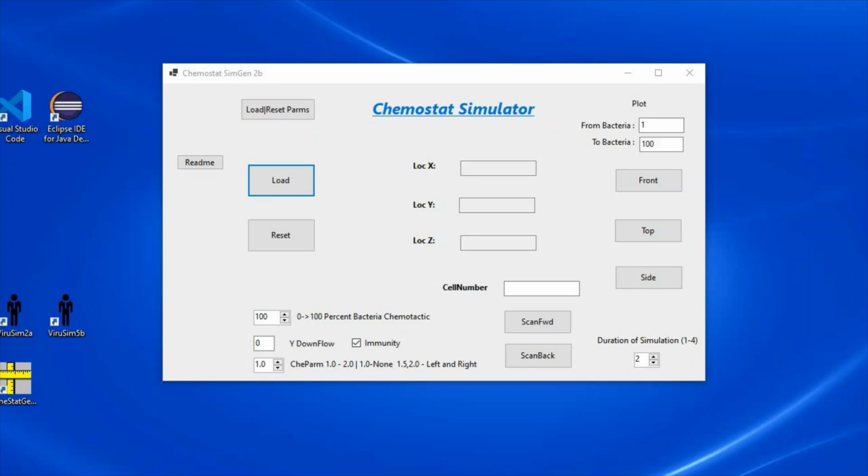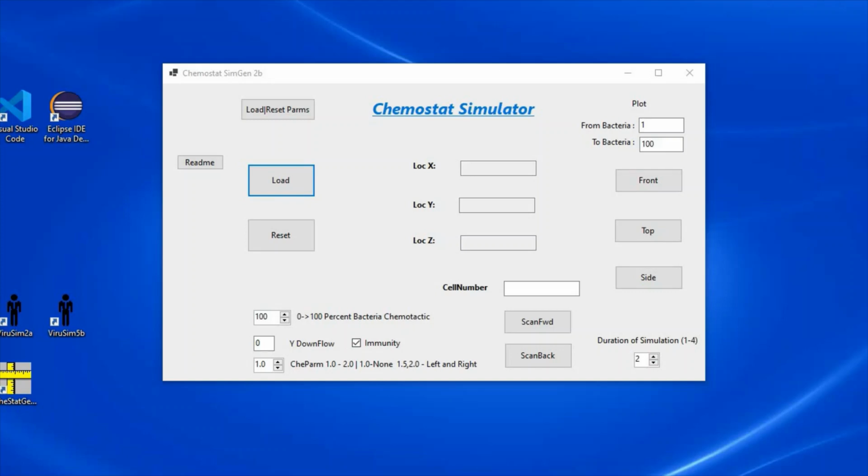This is a video of the use of this chemostat simulator in the studying of bacterial chemotaxis. A chemostat is a model of the intestine. Normally the intestine, of course, is in the gut of the person. A chemostat is used in a microbiology lab to simulate the gut and to study bacteria in it.